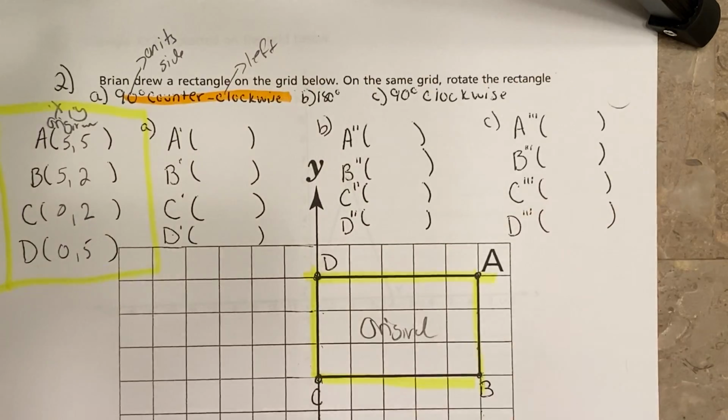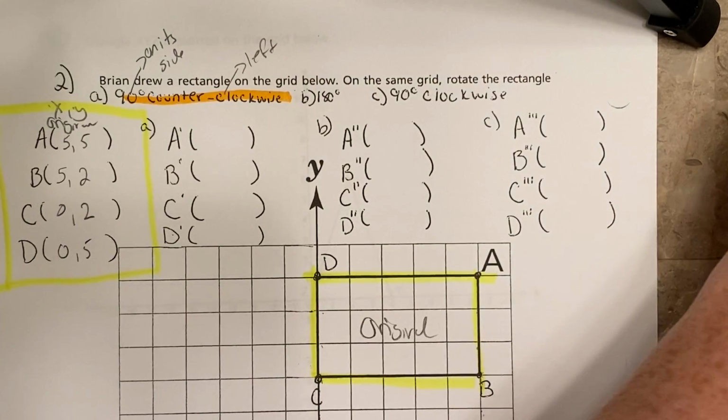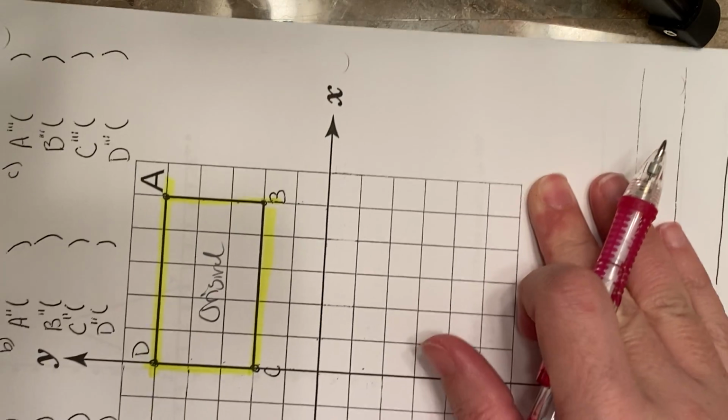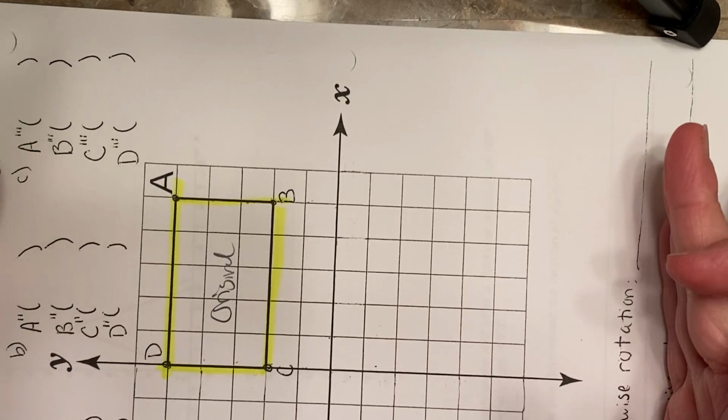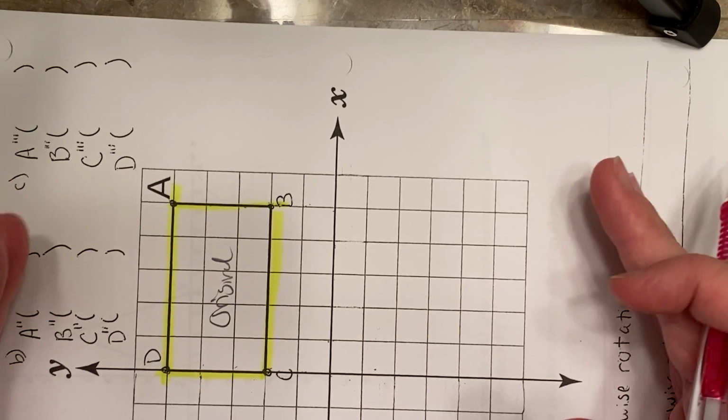Counter is to the left. So what I want you to do is turn your paper to the left one time, one rotation. It's going to be on its side. Okay, my paper is on its side now.